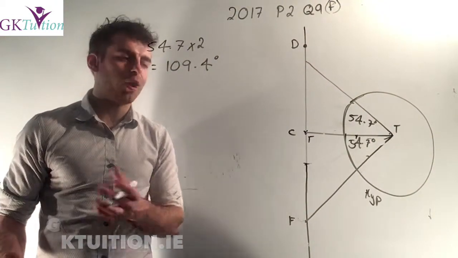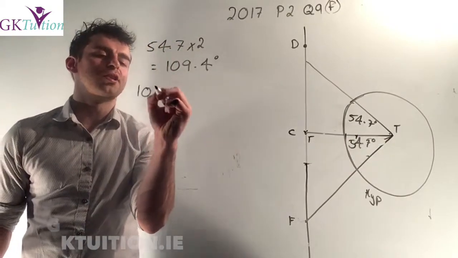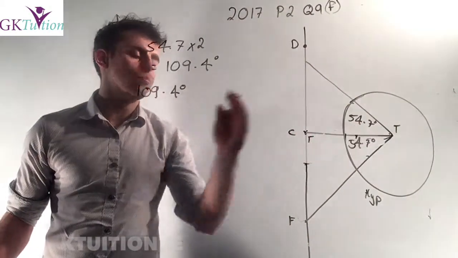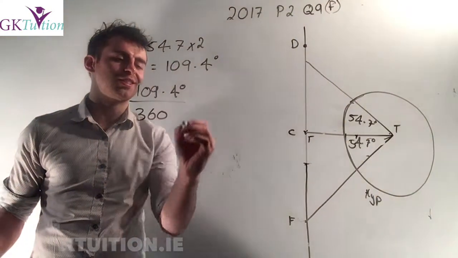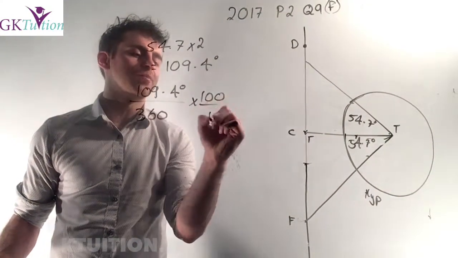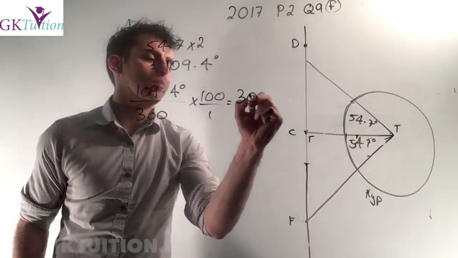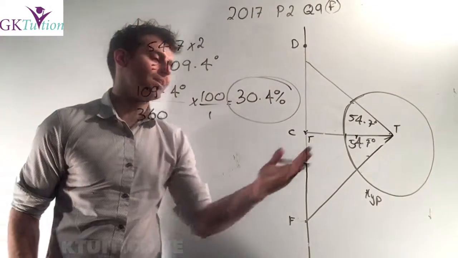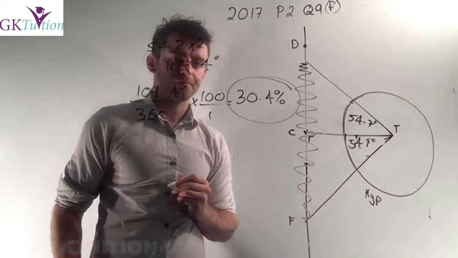So I need to work out the probability or even the percentage chance it falls in this direction. Right, well, the favourable outcome is 109.4 degrees over the total possible outcomes is 360 degrees. If I wanted to write that as a percentage, I multiply it by 100 over 1. My final answer to 1 decimal place is 30.4%. There's a 30.4% chance that the tree will land somewhere along here.